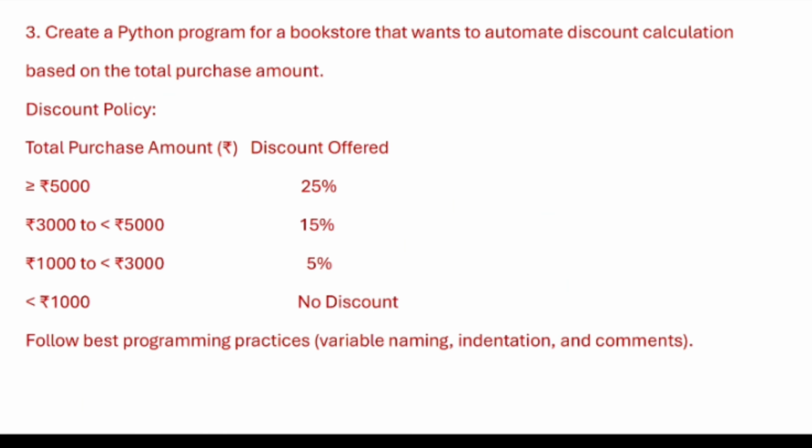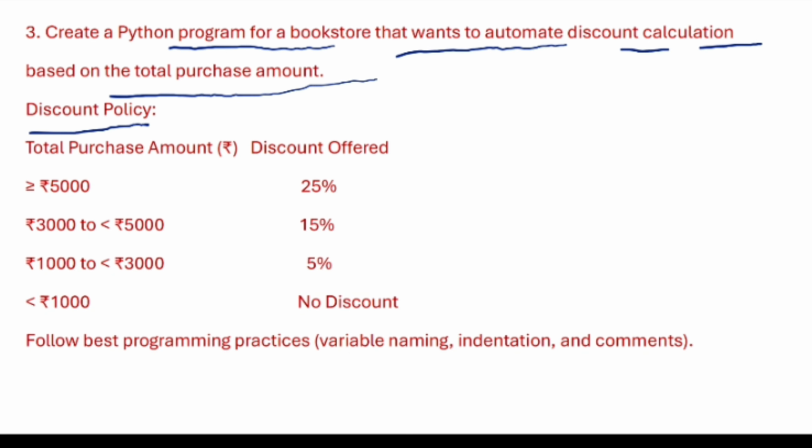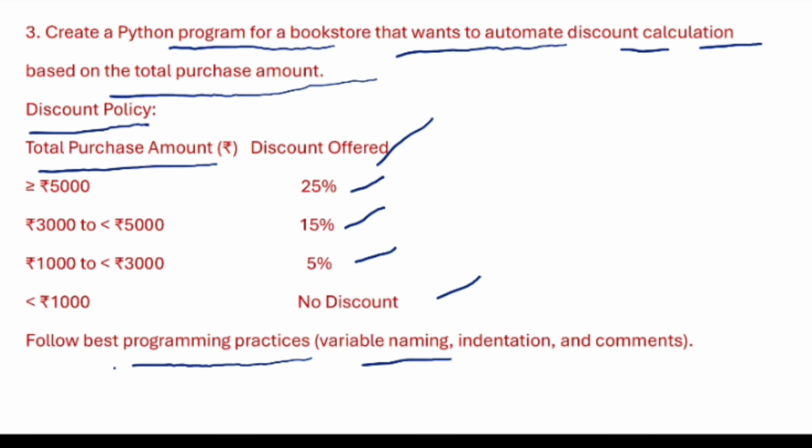The next question is to create a program for a bookstore that wants automatic discount calculation based on the purchase amount and to display the discount and total. Depending on the purchase amount, such as up to 1000 or 3000, the discount percentages given are 25, 15 and 5, and there is no discount below 100. We should follow best practices for variable names, indentation and comments. We can do it here now.